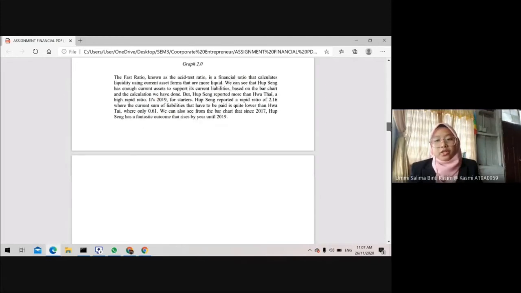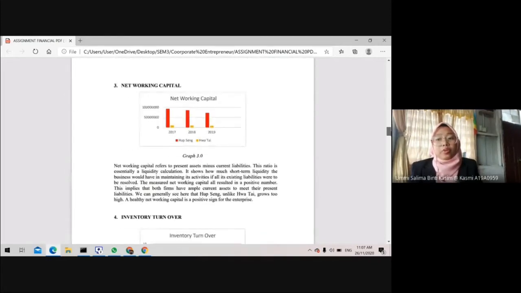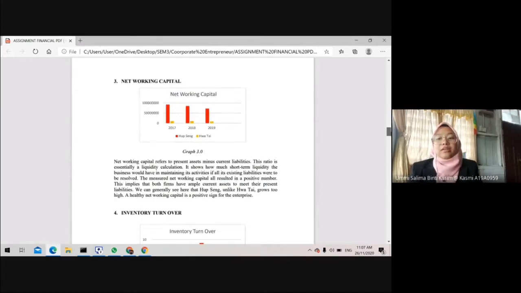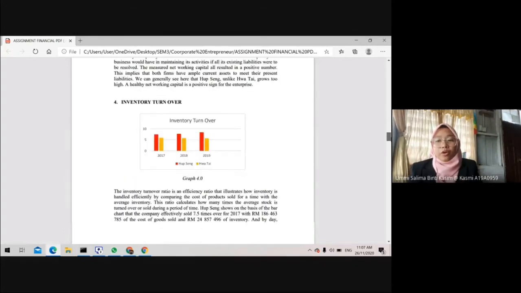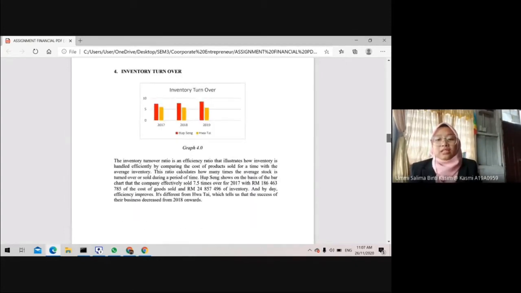For the third ratio, net working capital, we already know from the calculation that Seng held net working capital in a positive sign. Looking forward to inventory turnover, Huatai did quite well and maintained its performance, but cannot compete with Seng, where Seng recorded 7.50 in 2017, increased to 7.78, and rose towards 8.414 for 2019.